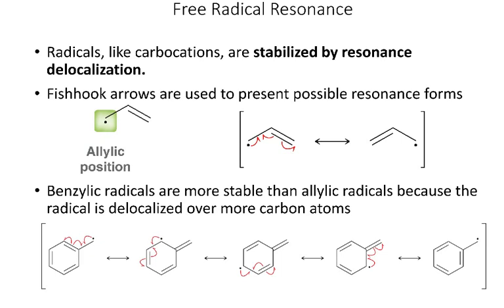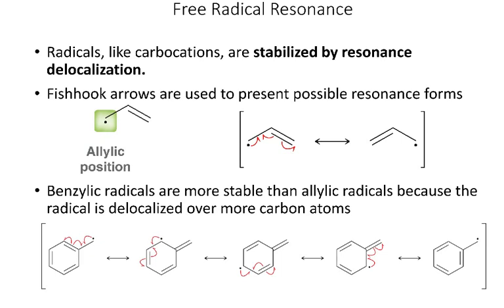And also like carbocations, radicals are stabilized by resonance delocalization. And so if I have my unpaired electron in an allylic position, I can draw a resonance structure where I move the unpaired electron over to this other carbon. And so by spreading out that unpaired electron, I can increase stability.